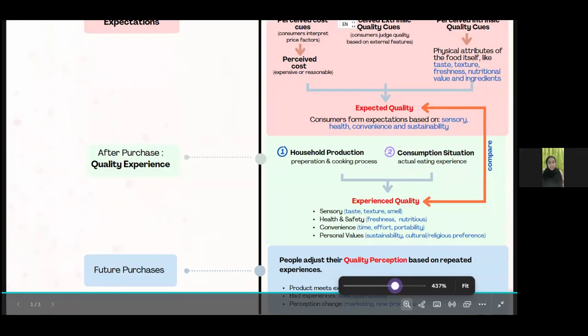Next is expected quality in the total food quality model. Expected quality is what consumers anticipate about a food product before purchase, based on intrinsic and extrinsic cues. So consumers form expectations based on sensory, health, convenience, and sustainability, and it influences whether they want to buy it or not. That's all.